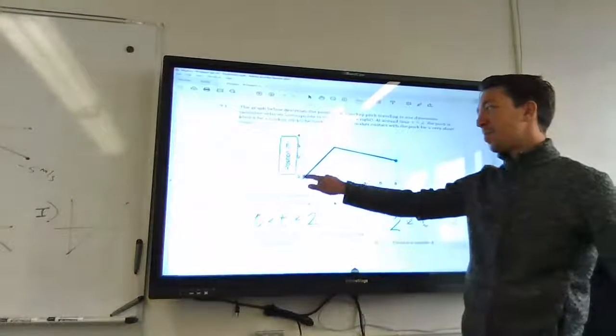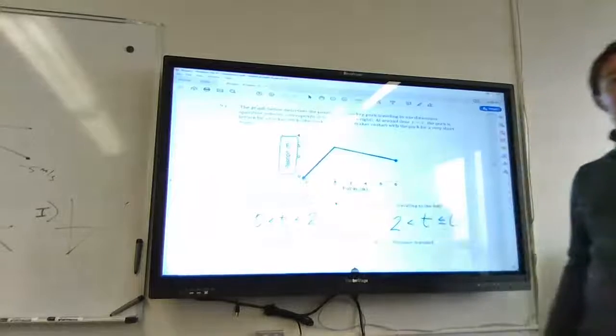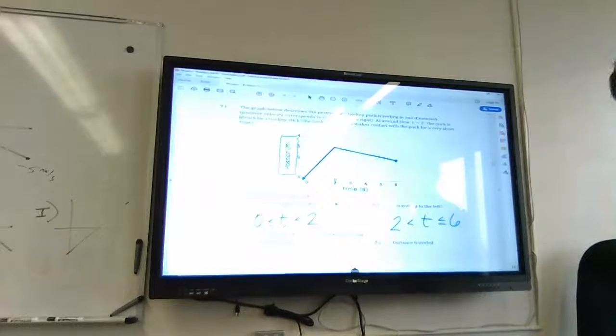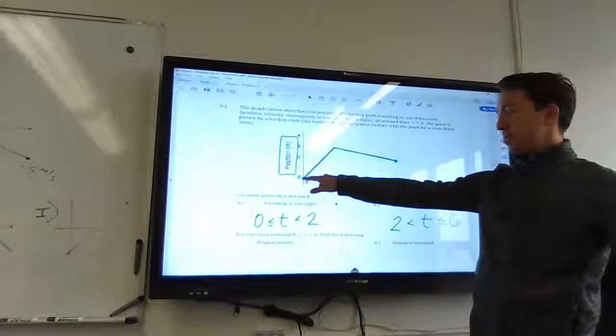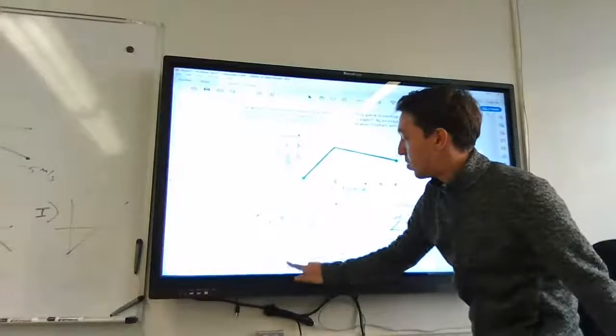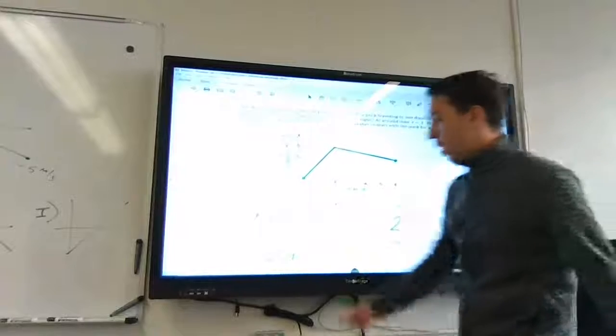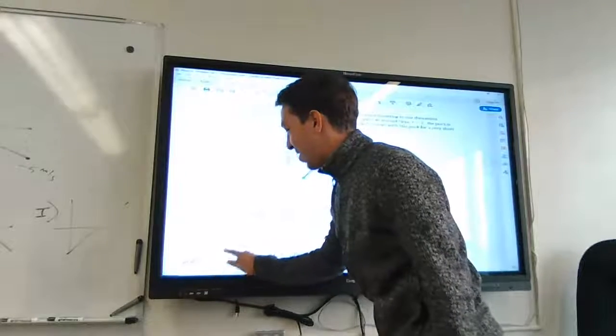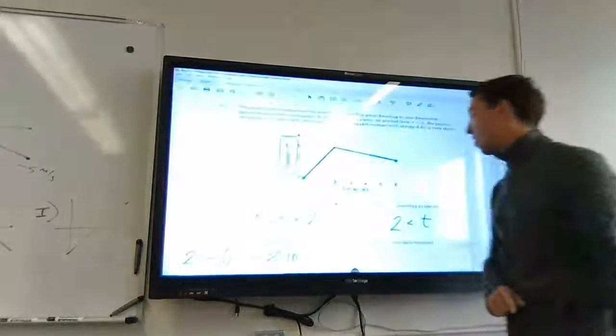This one always stumps people. It's 2. Oh, very good. It's 2. Where did I start? 0. Where did I end up? Position 2, so the displacement is just 2 meters. If I want to show my calculation, it's 2 minus 0. It's 2. There you go.